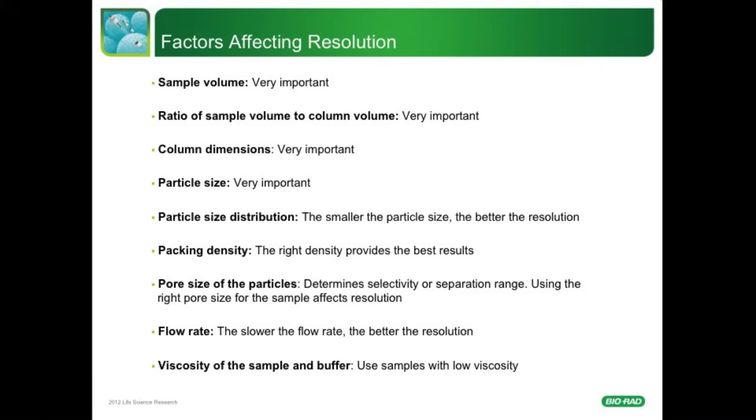Factors affecting resolution, and this is principally when you are undertaking high resolution fractionation, you take these into account. Sample volume. Sample volume is very important, if not the most important factor affecting resolution. The ratio of sample volume to column volume is very important. Column dimension and particle size is very important. The smaller the particle size, the better the resolution. Particle size distribution is important. The right packing density provides the best results. So packing density is important.